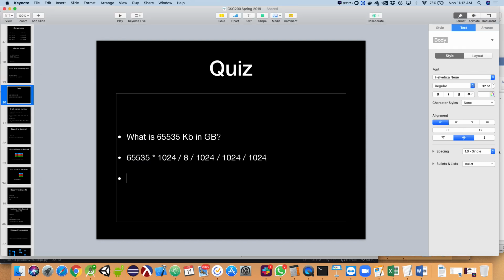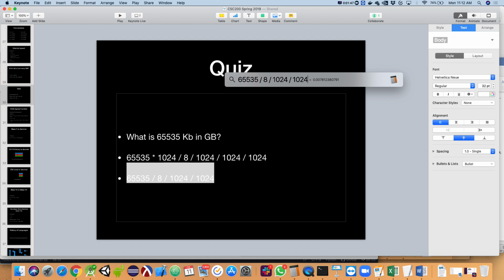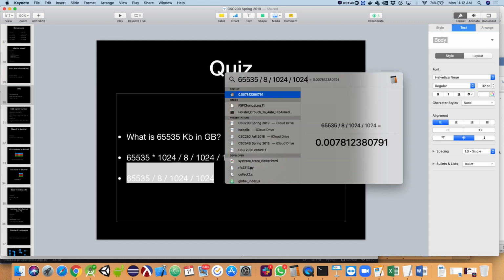Similarly, you could jump columns right off the bat. So you could say 65,535 divided by 8 immediately gets you from kilobits to kilobytes. Then you divide by 1,024, that gets you to megabytes. Then you divide by 1,024, and that gets you to gigabytes. 0.0078, blah, blah, blah. Same number. Make sense? Either one's fine.